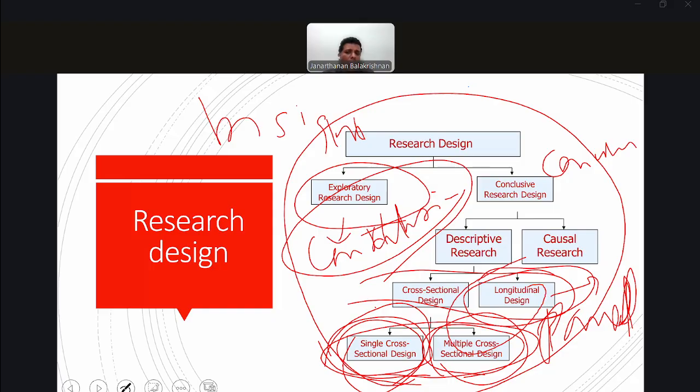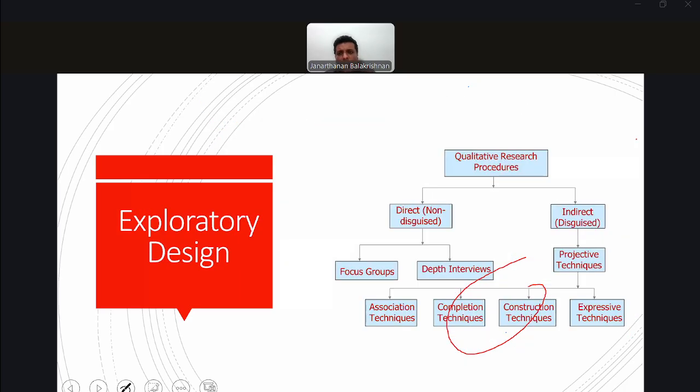These all come under descriptive research. That means in descriptive research you are describing the data. In the same way, causal research is where you are trying to understand the cause and effects. Most of the time, this is called experimental. So this is the broad difference between exploratory and conclusive research. When you come into exploratory, these things are there.